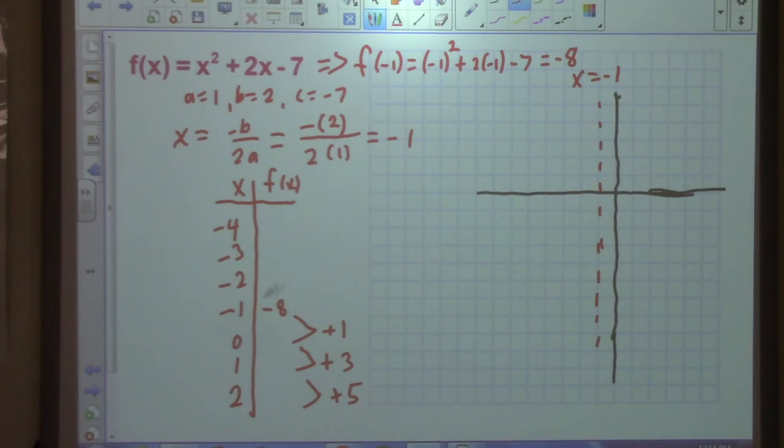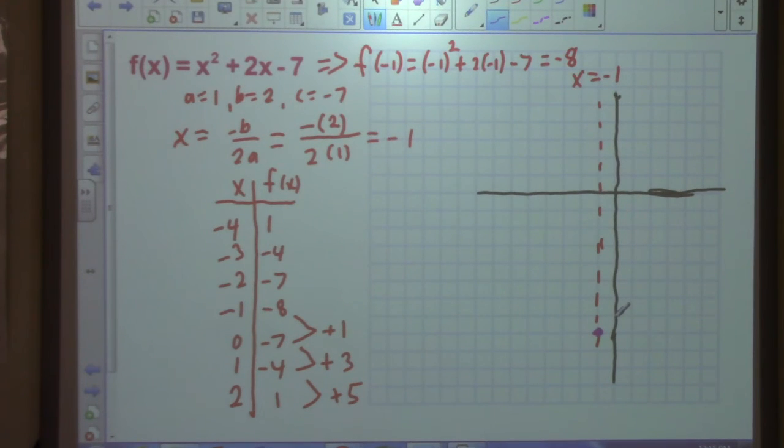All right, so -8 plus 1 is negative 7. Negative 7 plus 3, negative 4. Negative 4 plus 5, 1. And then we go over here, we put negative 7, negative 4, and 1. And we can graph everything else. So we go 1, 2, 3, 4, 5, 6, 7, 8. So there is our vertex.